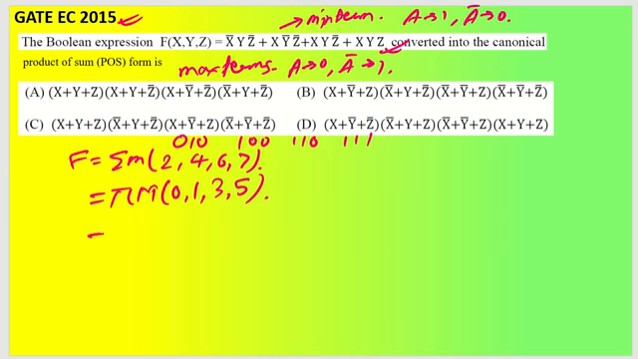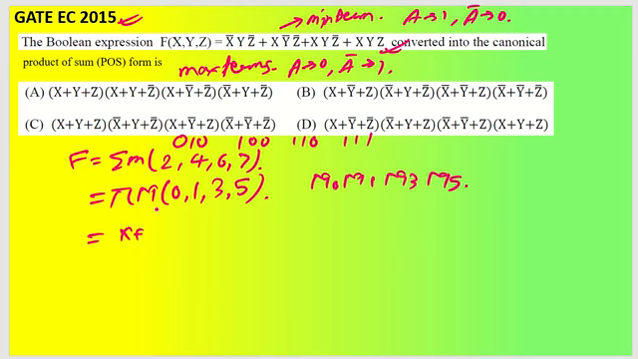And you already know the value of m0. So we have m0, m1, m3 and m5. m0 is going to be a plus b plus c, all 0 0 0. So a is 0, b is 0, c is 0, or in terms of xyz, I'll write it down as xyz.